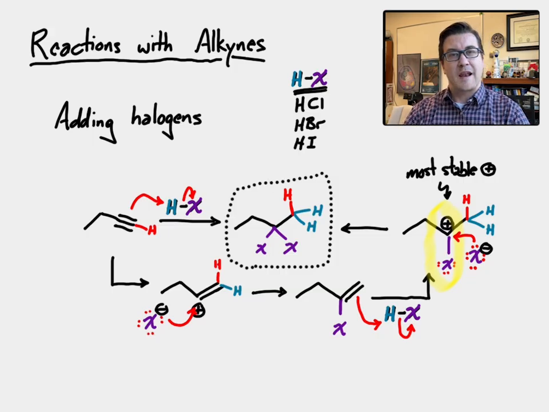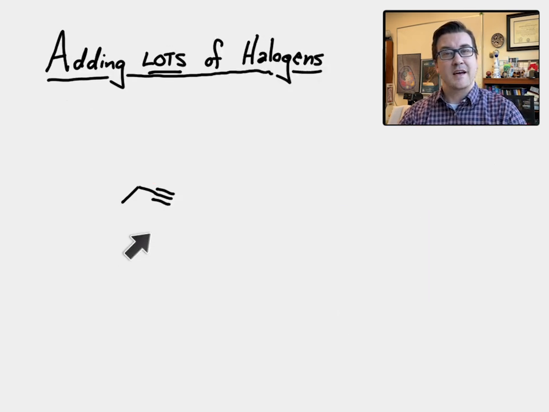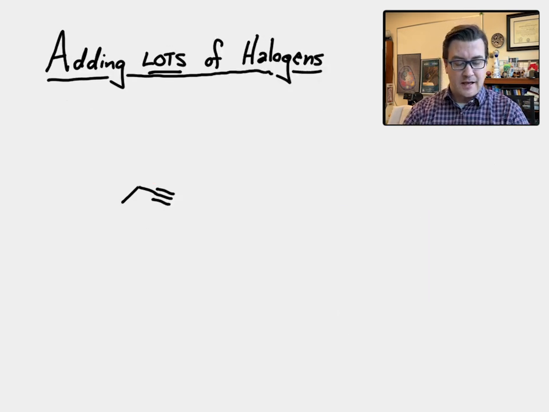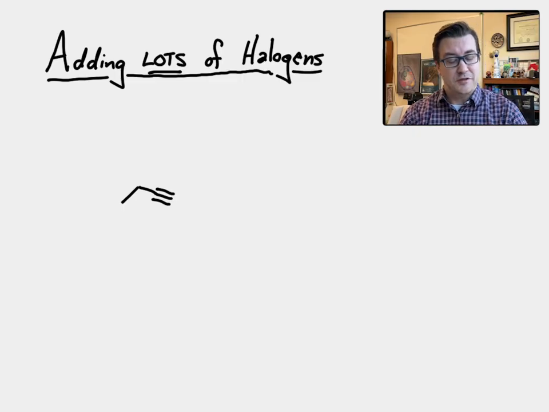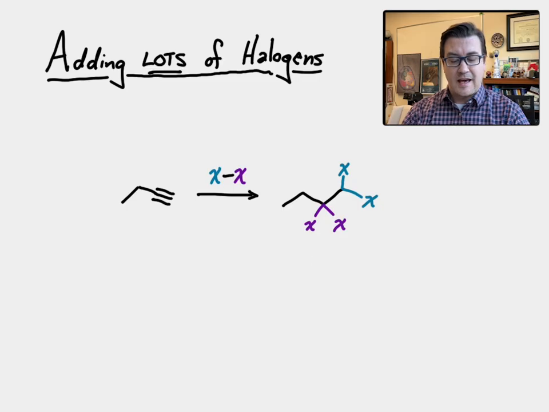Now let's look at when we want to add a lot of halogens to an alkyne. This is going to be a halogenation reaction, and this is similar to the halogenation reaction that you saw with the alkenes. So if an alkyne reacts with, for example, X2, this could be bromine, Br2, or chlorine, Cl2, it ends up with four halogens across that triple bond.